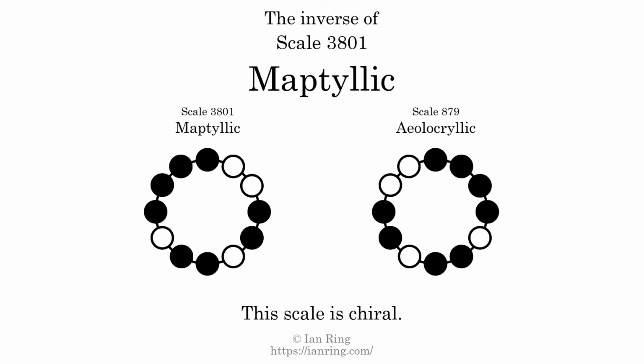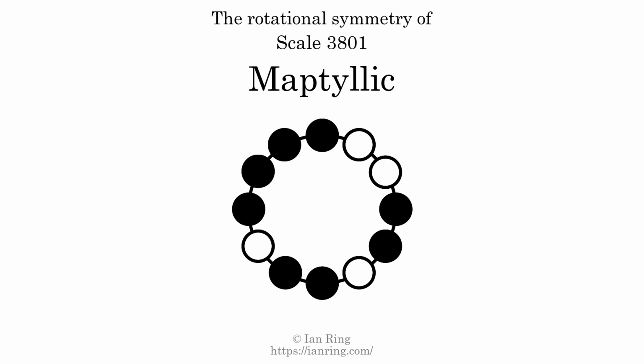The inverse of a scale is a mirror image. It is what you get when the sequence of intervals is reversed. The inverse of this scale is scale 879, also known as acrylic. This scale is chiral. It cannot transform into its inverse by rotational transformation. This scale has no rotational symmetry.